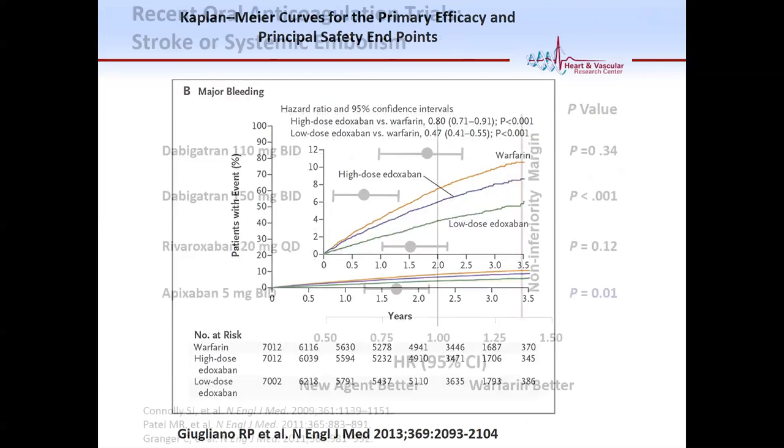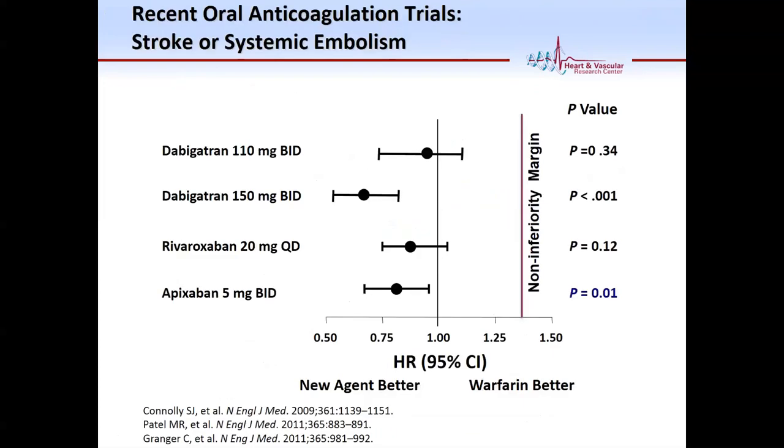I just wanted to show you that if you put some of these together and you look at the risk of stroke or systemic embolism, dabigatran 110 milligrams twice a day, which is a dose available in Canada, rivaroxaban 20 milligrams daily, and apixaban 5 milligrams, well, these two were non-inferior to warfarin. Apixaban 5 milligrams twice a day was actually better, as was dabigatran 150 milligrams twice a day. These were actually better than warfarin at preventing a thromboembolic stroke.